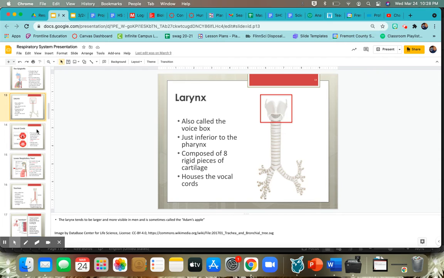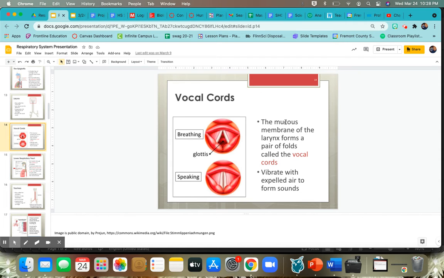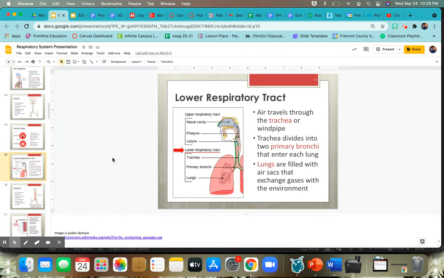It's not an extra structure, it's the same thing, it just tends to be larger in males than in females. The larynx surrounds your vocal cords, and your vocal cords are just a pair of folded membranes. When we move air through and around them, they vibrate. If you took physics, you would know that vibrations cause particles in the air to move, which creates sound. Here are a couple of diagrams. When we are breathing, the glottis is open, and when we are speaking, it's closed and vibrating and creating sound.